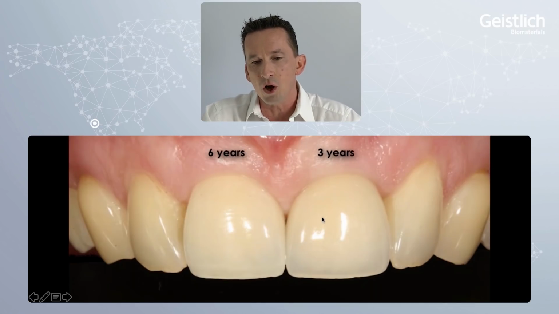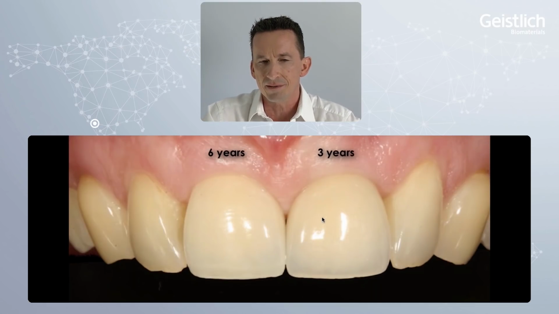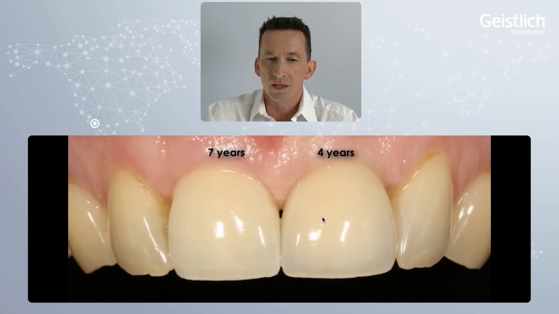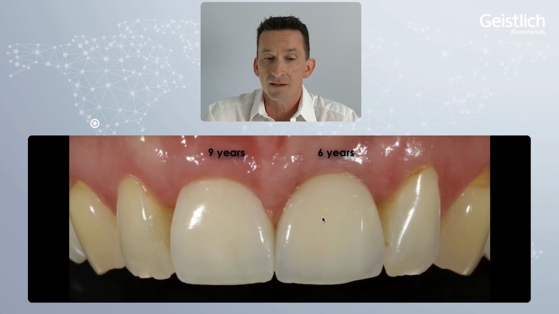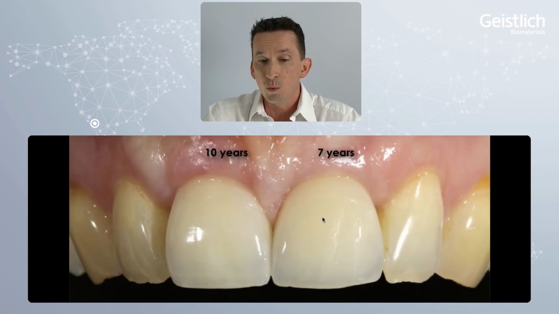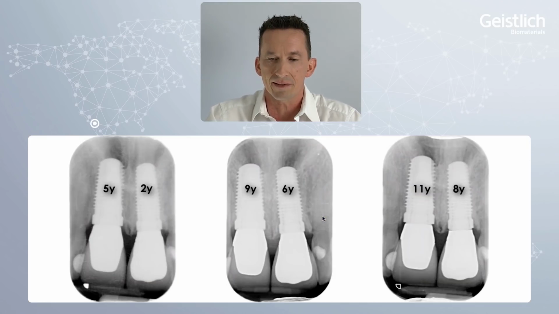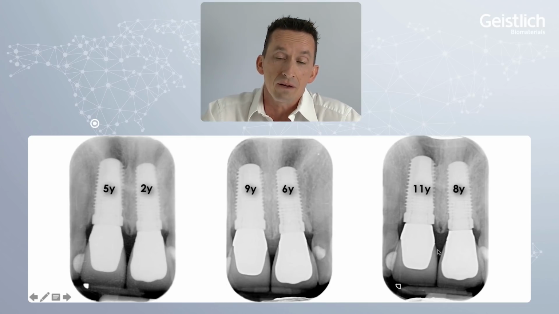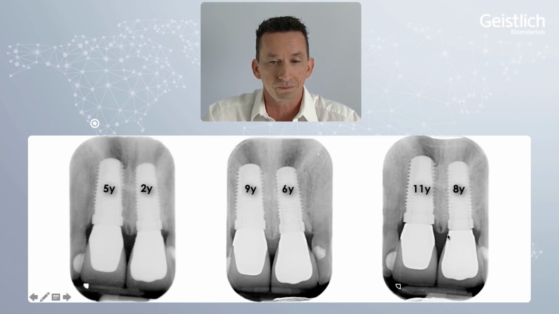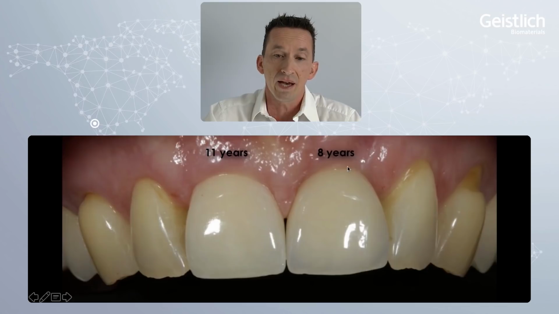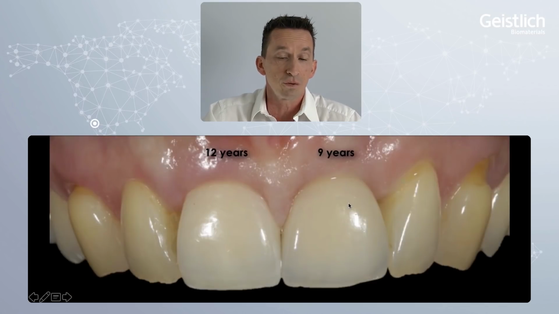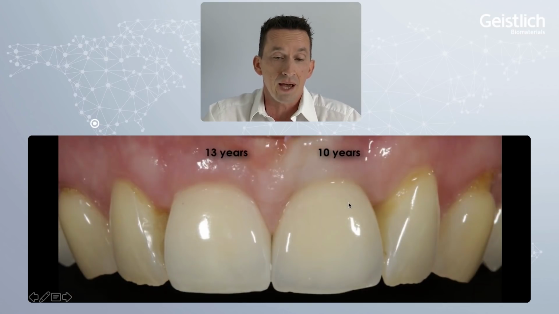And let's have a look on the long run. 6 years versus 3, 7 versus 4, 9 versus 6, 10 versus 7. We have a full papilla, even after 10 years between 2 implants. And that is dependent on soft tissue and, of course, on the bone. That's the 11-year to 8-year result, 12 to 9, and finally the actual result now 13 to 10 years.